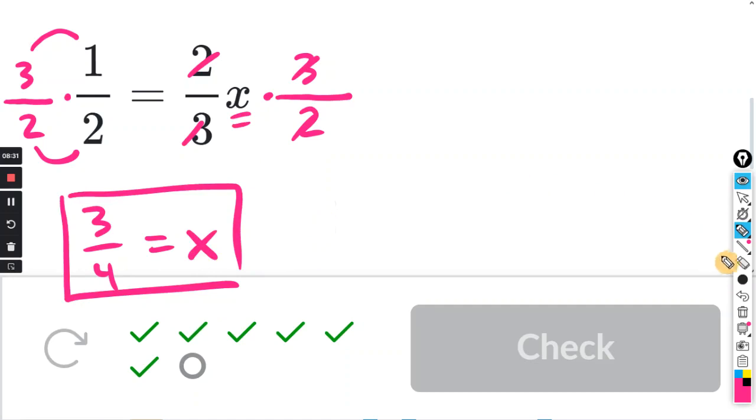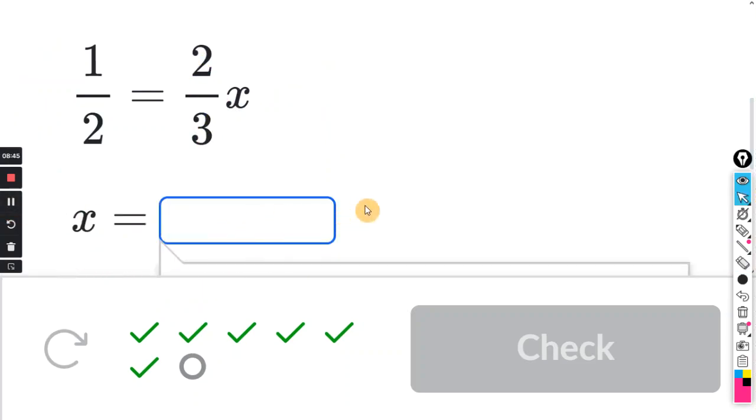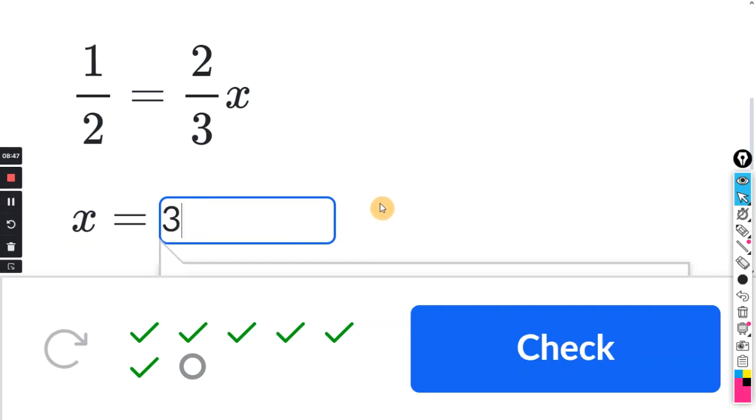All right, so basically for the reciprocals, you take the number that's times x and you reverse or switch the numerator and denominator and multiply by that number. Okay, click in the box. 3/4 is going to be 3/4.